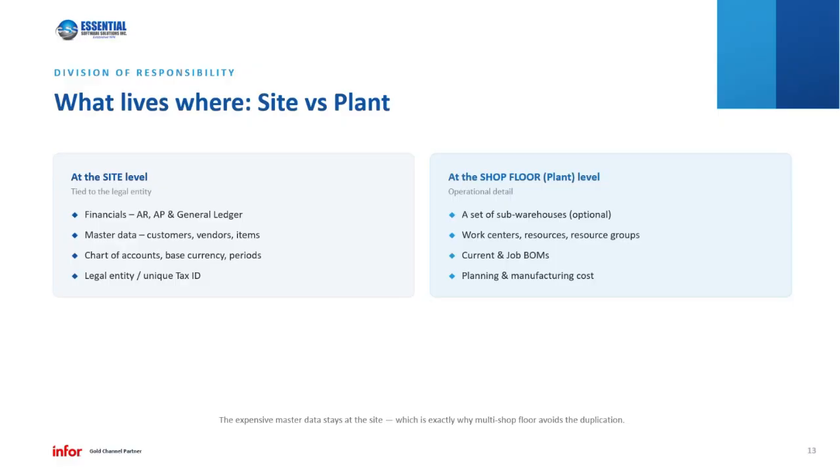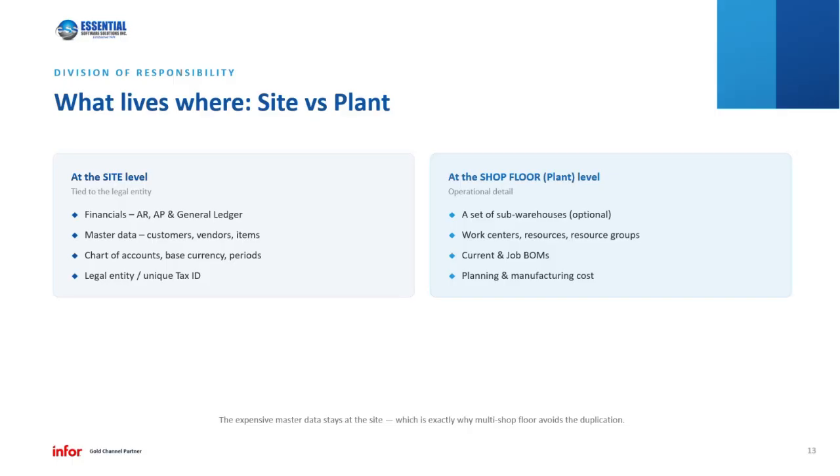So mechanically, here's where we'll discuss the division of responsibility. At the site level, you will maintain things that are tied to the legal entities, such as your open ARs, your AR aging, your AP aging, your general ledger, master data such as customers, vendors, and items, your chart of accounts, your base currency, your accounting periods, and the tax ID of your legal entity.